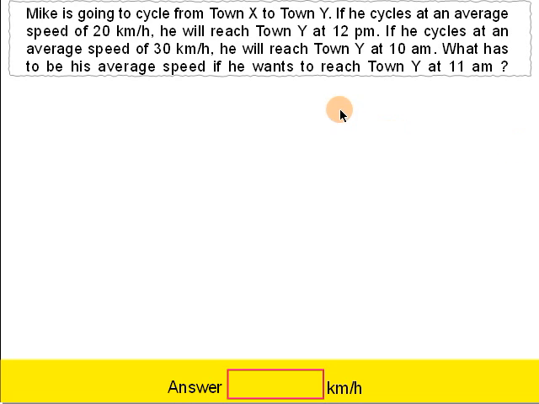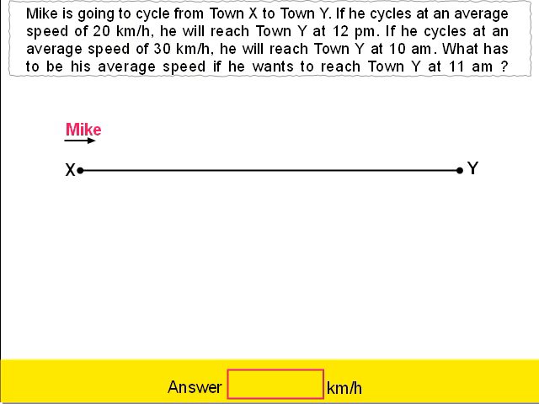Of course, the speed will be in between 20 km and 30 km per hour. Now, let's check it out. Town X, town Y, Mark is traveling from town X to town Y. If he were to travel at the speed of 20 km per hour, he will reach at 12 p.m. And if he were to travel at the speed of 30 km per hour, he will reach at 10 a.m.